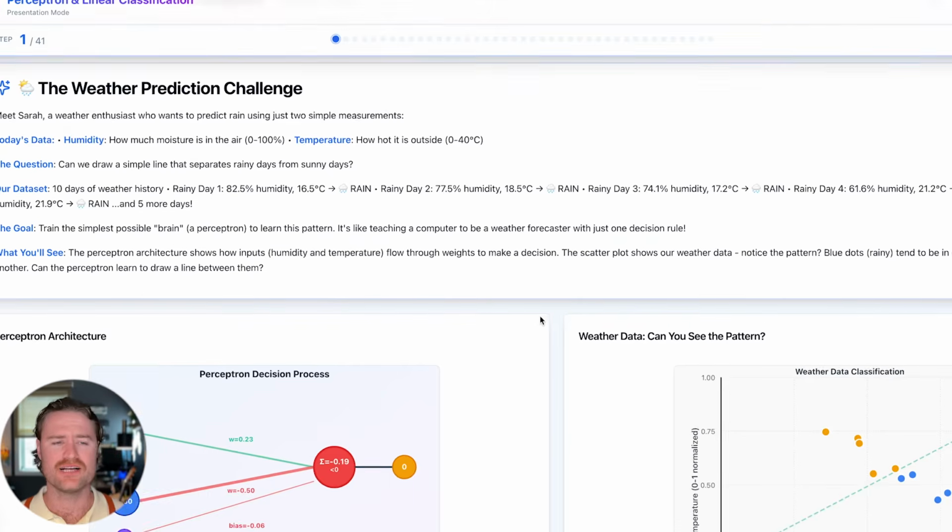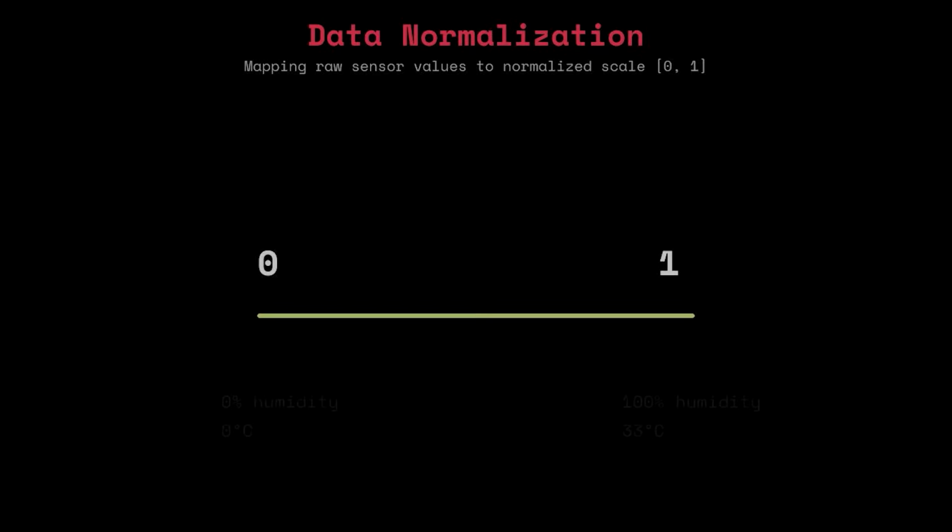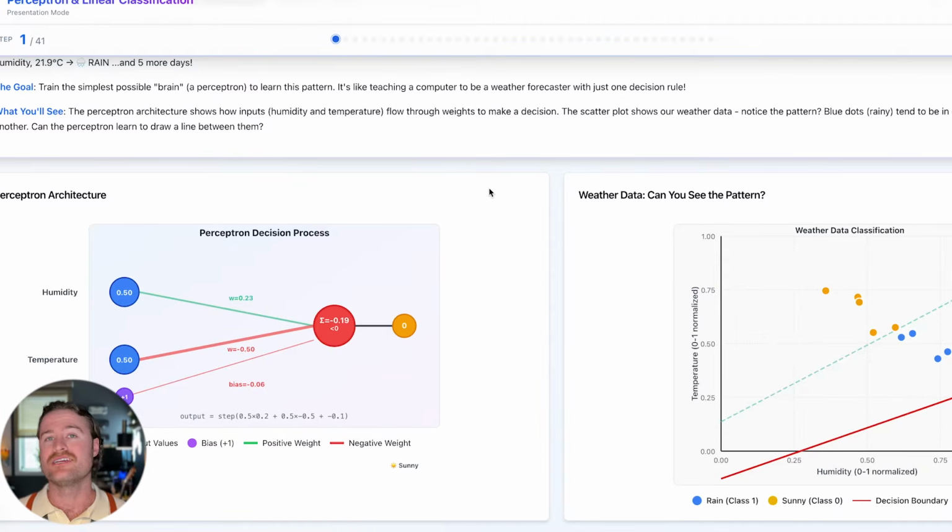So to begin this process, we essentially take our humidity and temperature and we put them in the middle of the graph at 50% each. These are what our inputs are. We're going to normalize all data. That means that weather is going to be put between 0 and 1. So humidity is not going to be 55%, it's going to be 0 to 1. That one's actually pretty easy to convert. We're essentially going to just take that 1 is 100% humidity, 0 is 0% humidity.